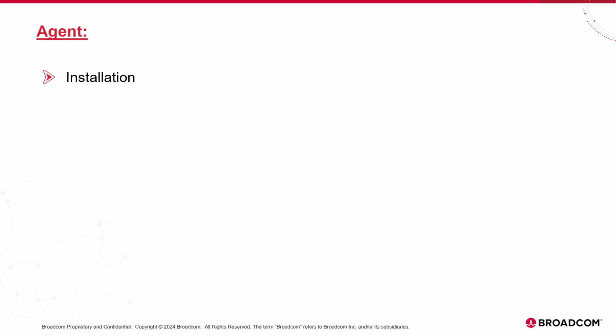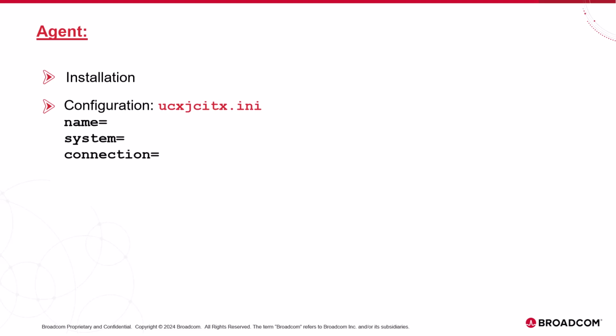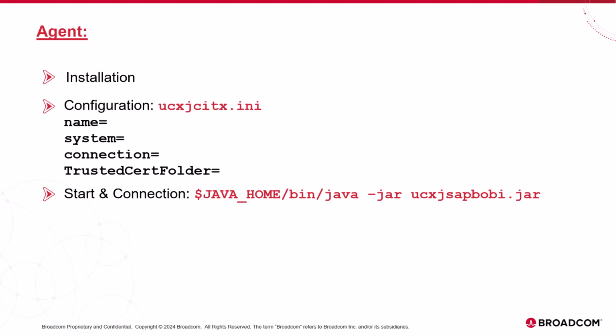Based on the platform, we rename the agent configuration file UCXJCIDX and set a minimum of 4 values: the agent name, the AE system name, the host name and port connection to the automation engine's JCP, and finally the directory containing the TLS certificate. Finally, we start the agent by invoking the JAR file via the Java command.